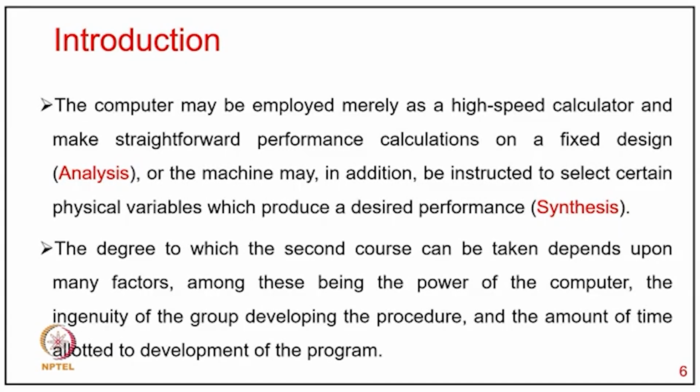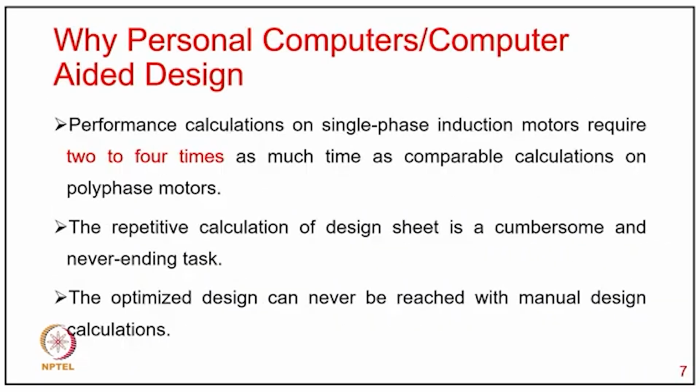So the computer may be employed merely as a high-speed calculator to make a straightforward performance calculation on a fixed design. We call it the process of analysis. Or the machine may in addition be instructed to select certain physical variables which produce a desired performance, a process known as synthesis. The degree to which the second course can be taken depends upon many factors, among these being the power of the computer, the ingenuity of the group developing the procedure, and the amount of time allotted to the development of the program.